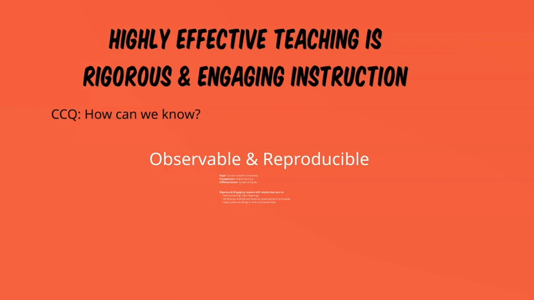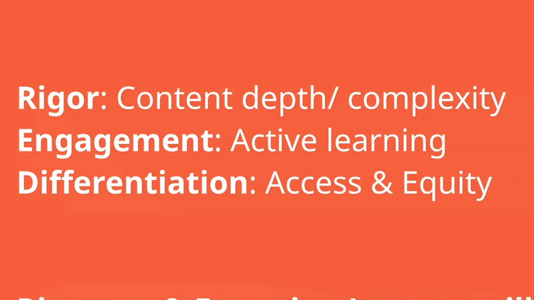So how do we know what that even looks like? Well, if you're a note taker, you want to connect with these few items that we're going to look at. We're going to define content rigor as the content depth or complexity. The complexity of thought required for students to both grasp and understand the concept, and most especially how to use the content depth to answer assessment questions.